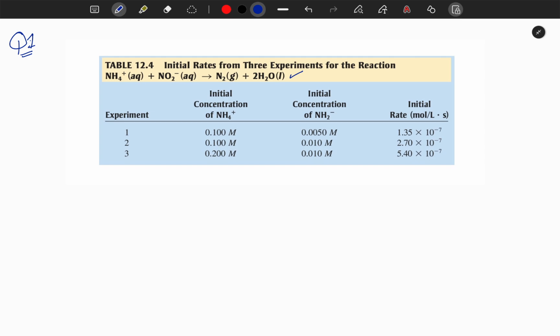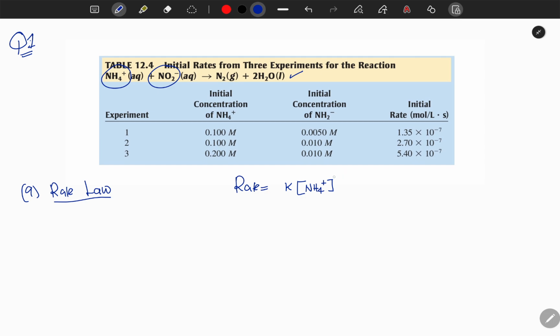So step 1 is that we are going to write down the rate law. Follow me very closely. How do we write the rate law? Before we go anywhere, how can our rate be written? We can write our rate as k. Now we only have 2 reactants, so that would be the concentration of NH4 plus.